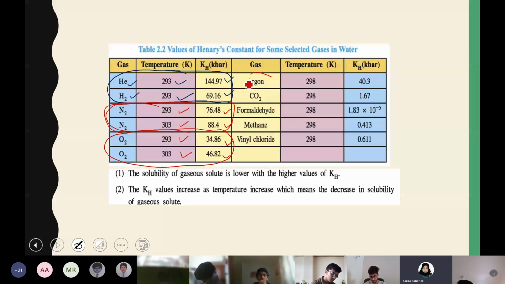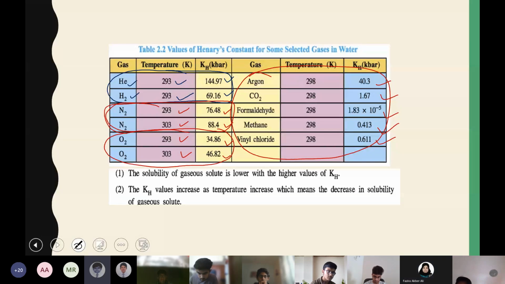For the next ones, the temperature was kept constant, but it was argon, carbon dioxide, formaldehyde, methane, and vinyl chloride. For them, even though the temperature was kept constant, the KH was changing for different gases, because KH depends on the nature of the gas as well as the temperature.